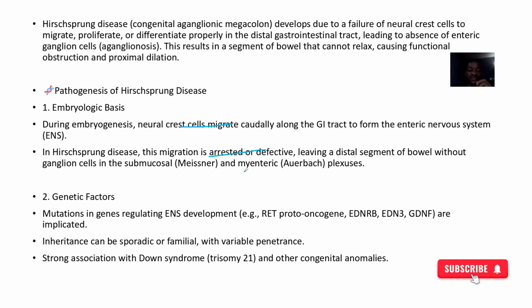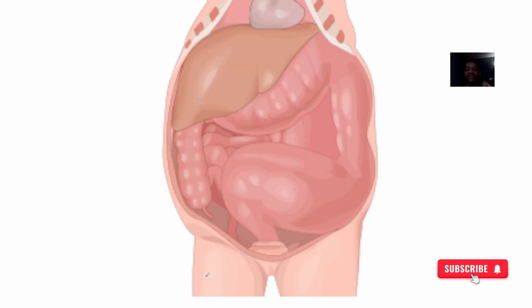So genetic factors are usually due to an affectation of any of the genes that lead to the development of the gastrointestinal system. Inheritance can be sporadic or familial, and people that have Down syndrome usually suffer from this. So this is how their stomach would be like, so big.